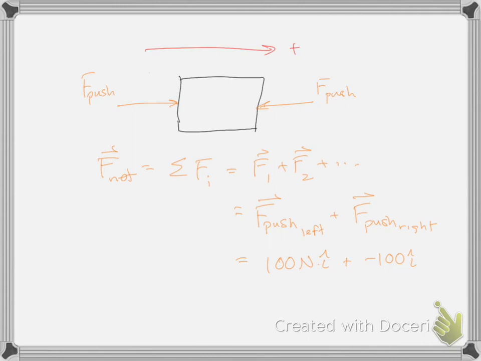Now, for those of you who are questioning the directions, we could have written this as 100 newtons to the right plus 100 newtons. And how do we write to the left? To the left is the minus i direction, right? That's to the left. So that's the same as minus 100i. Okay, so what we end up getting is 0 newtons in the i direction, or 0 newtons.